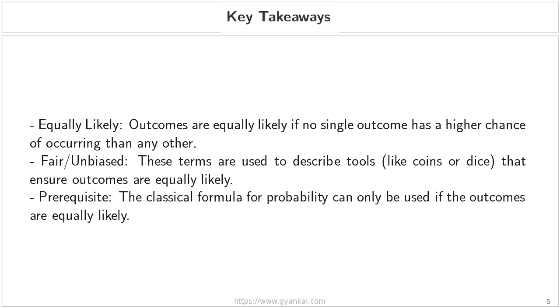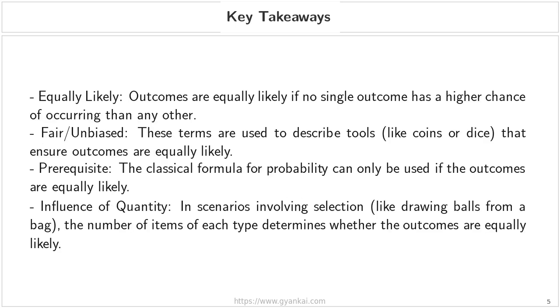Third, and this is a very important point for your future lessons, this concept is a prerequisite for the classical formula of probability. You can only use that standard formula, where you divide the number of successful outcomes by the total number of outcomes, if you have first confirmed that all the outcomes in your experiment are, in fact, equally likely.